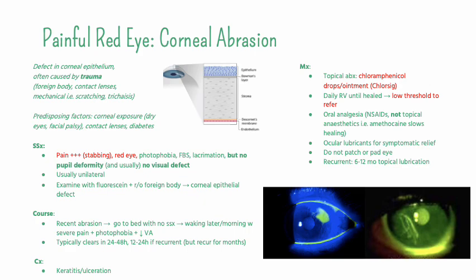The signs and symptoms of corneal abrasion are predominantly pain, which can often be described as stabbing pain, and a unilateral red eye.